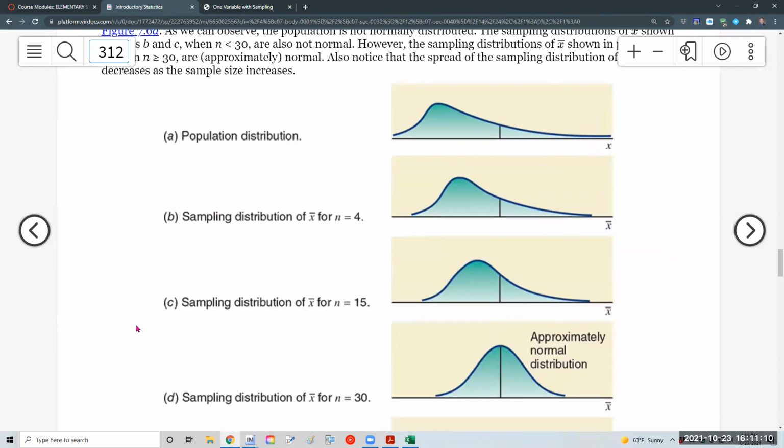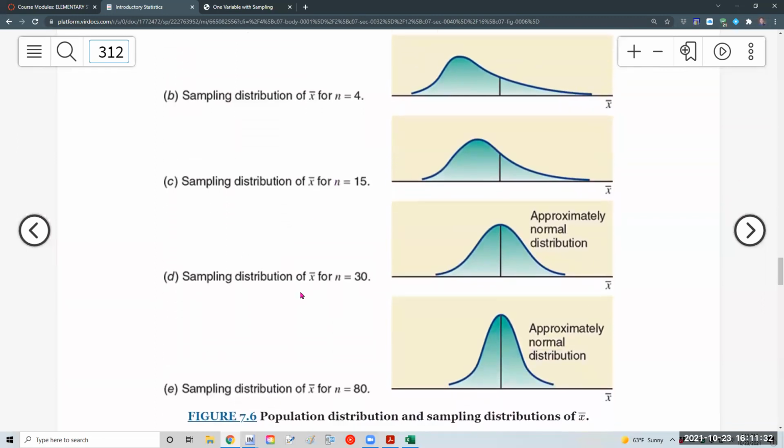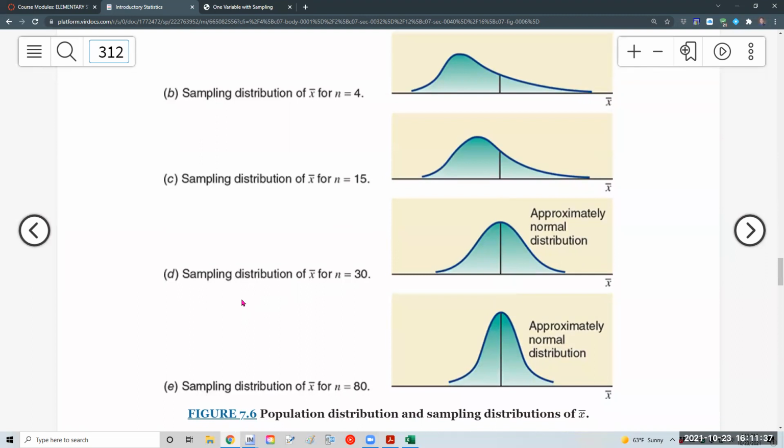So the author does give us a series of graphs here. Here's a graph of a population that's skewed right. The sampling distribution of x bar for a small sample size of 4, you can see, is also skewed right. The sampling distribution for samples of size 15 is also skewed right, but starting to get more normal as n increases. And once you get to about 30, the sampling distribution is approximately normal.